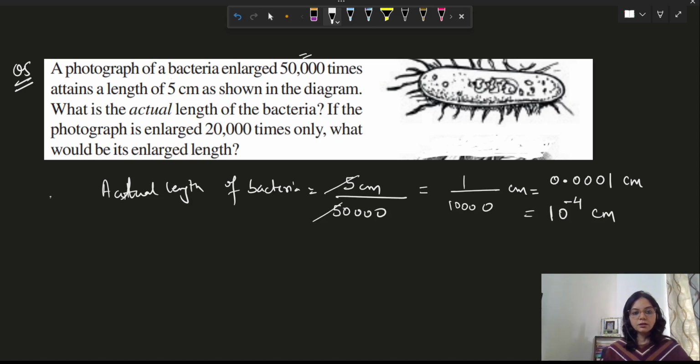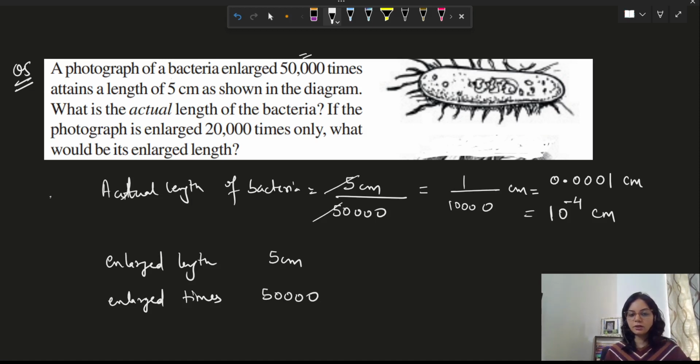Now, they say you know the actual length, so you have to find out if it is enlarged 20,000 times, what will be the enlarged length. Okay, so you have enlarged length over enlarged times, the table I'm trying to make. If enlarged length is 5 centimeter, enlarged times is 50,000. Now you need to find out x if it is 20,000.